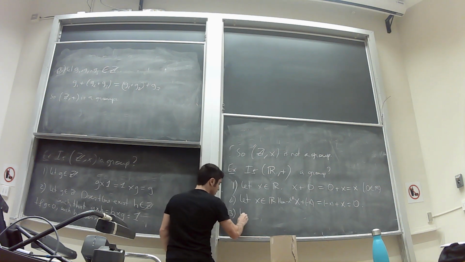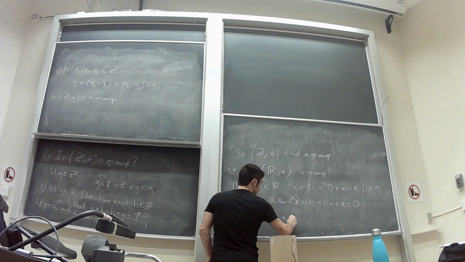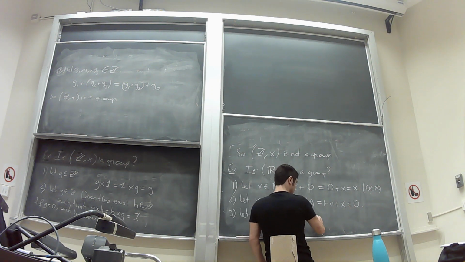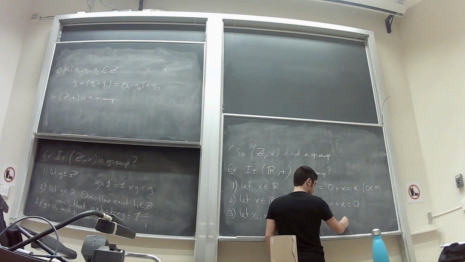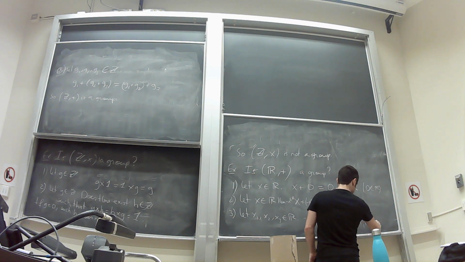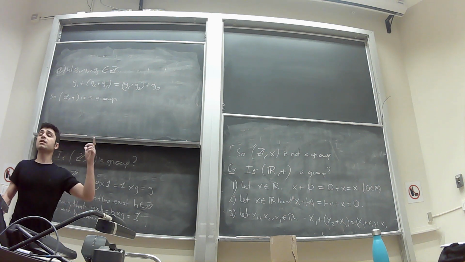3. Let x1, x2, x3 be in R. We know from the properties of addition, or from analysis 1, or whatever. It's not very obvious, actually. Okay, so R with addition is a group.